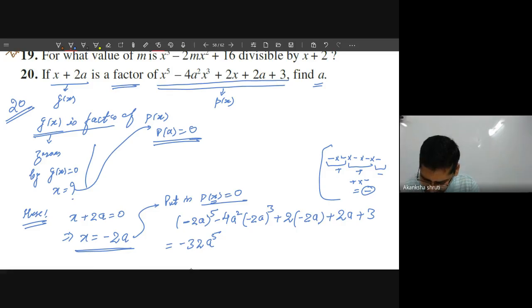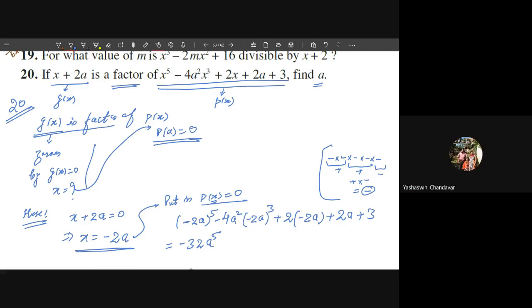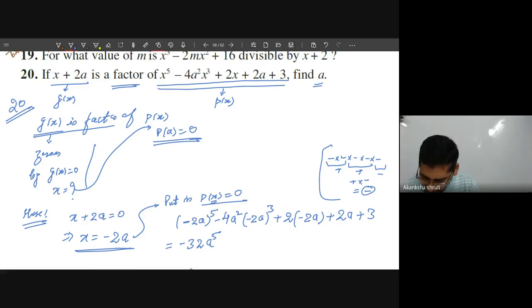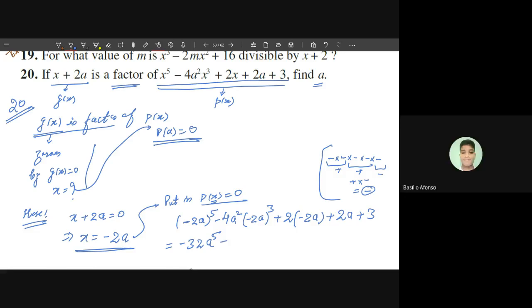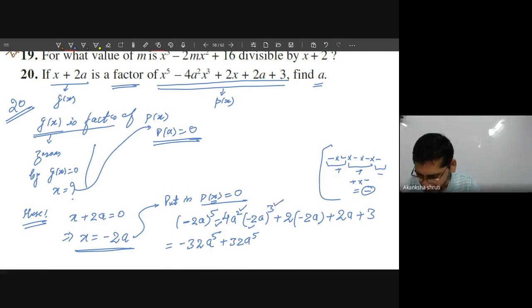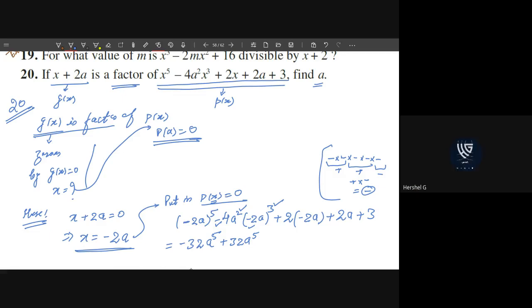Now observe this carefully again. Plus 32 a raised to 5. So it becomes 4 and this 3 means 2 cube becomes 8. So 4 8s are 32. This minus into this minus is plus. So plus 32 a to the power 5. Now the next 32 a square, because this will be 2 and is 3. Minus 32 a to the power 5 plus 32 a to the power 5 cancel.